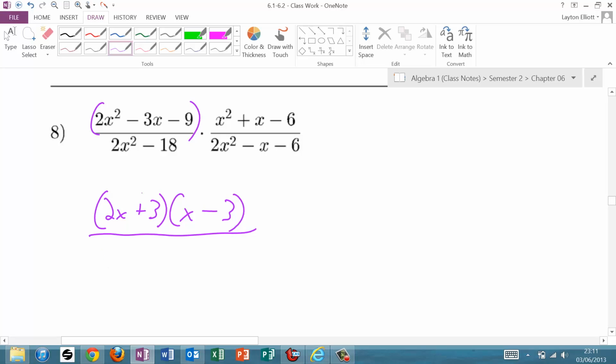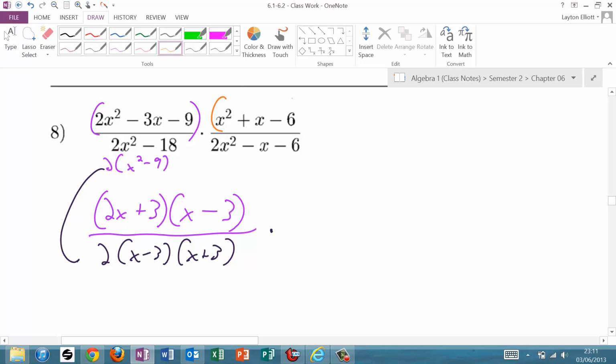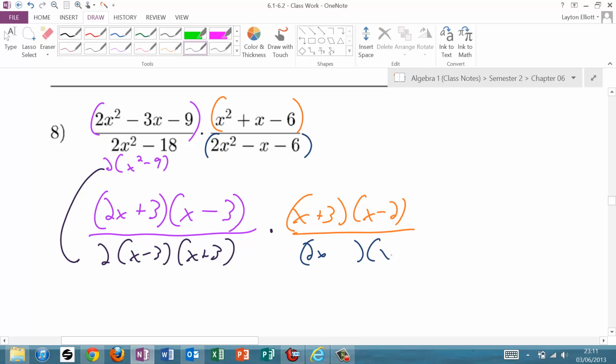Denominator, I'm going to take out a greatest common factor. Now, if I take a 2 out of this, I'm going to end up with x squared minus 9. So I'm actually going to skip that straight over and say this is 2 times x minus 3 times x plus 3. Save yourself a little bit of time there. Times, group those together, and I have x plus 3 and x minus 2. Factor this thing, and I have 2x and an x.